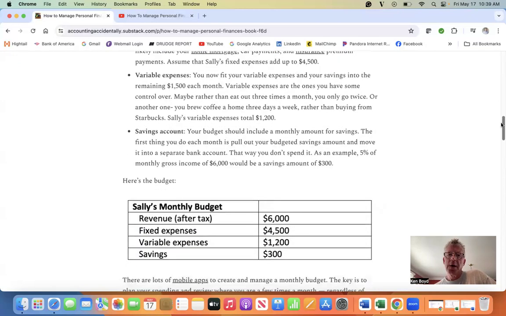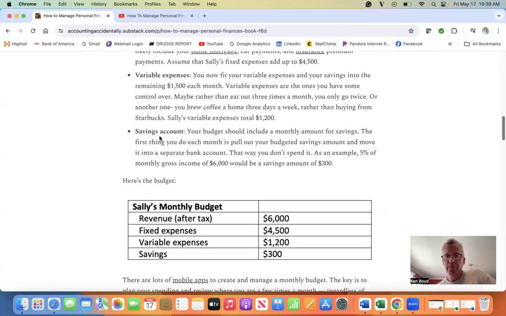Variable expenses. Now you fit in your variable expenses and your savings into the remaining $1,500 of the budget. Variable expenses are the ones you have some control over. Rather than eat out 3 times a month, maybe you only go twice. Or another one, you brew coffee at home 3 days a week rather than buying it from Starbucks. Sally's variable expenses total $1,200.